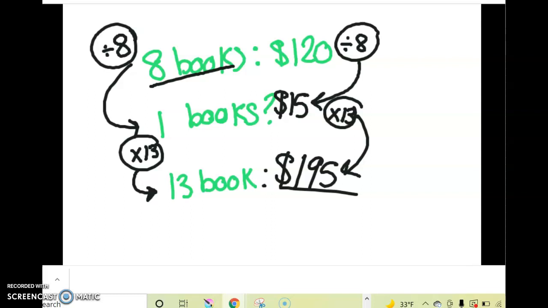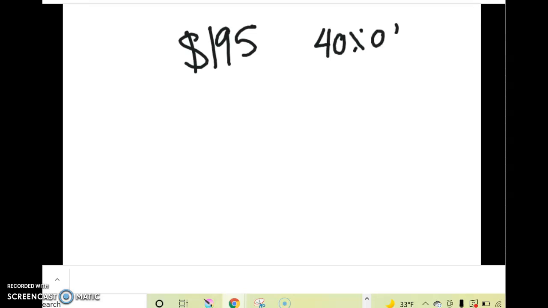How does this relate to percents? Let's say that I go to purchase 13 books for $195, but I have a coupon that says I can get 40% off of my purchase. How do I figure out how much money I'm actually spending on books? There are two different ways that we can do this. The first is to use benchmark percents, and the second is to use a unit rate.